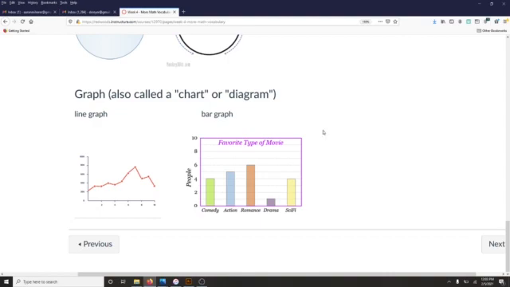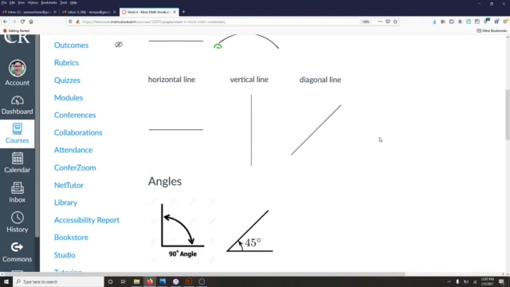So I hope this information is helpful for you, and it should help you complete the quiz this week. One last thing that I want to show you that was not working correctly was here, the vertical line. So here's a vertical line. It goes straight up and down. That's called a vertical line.